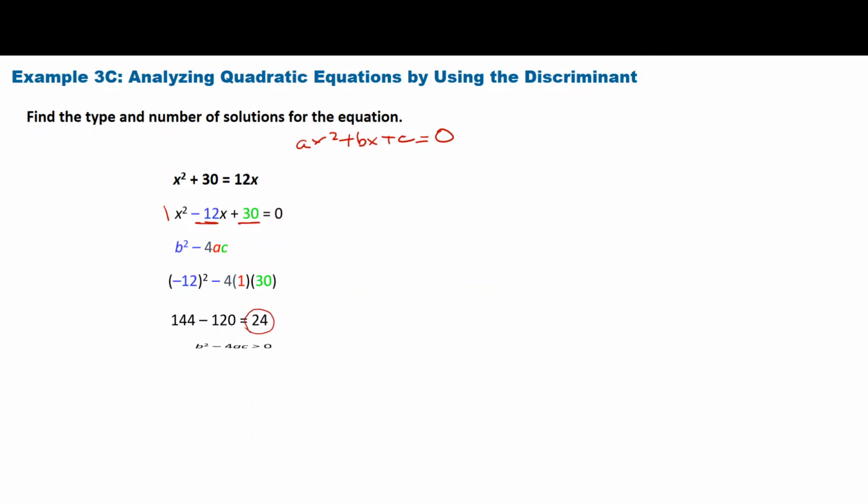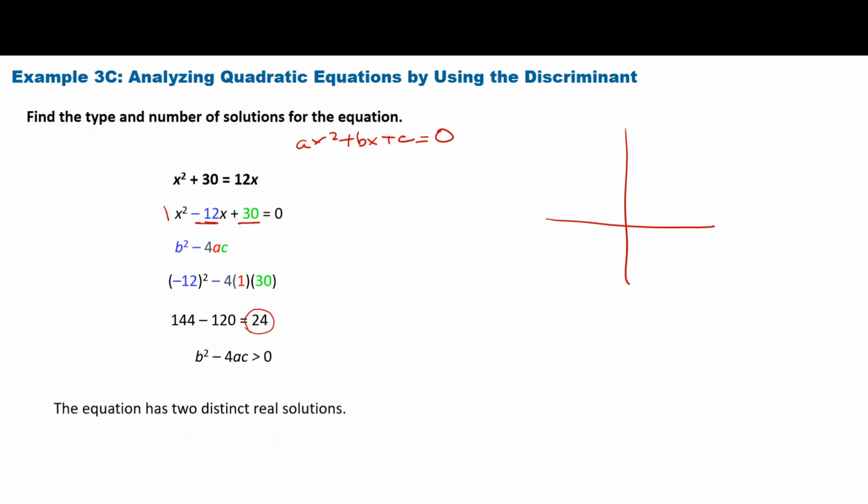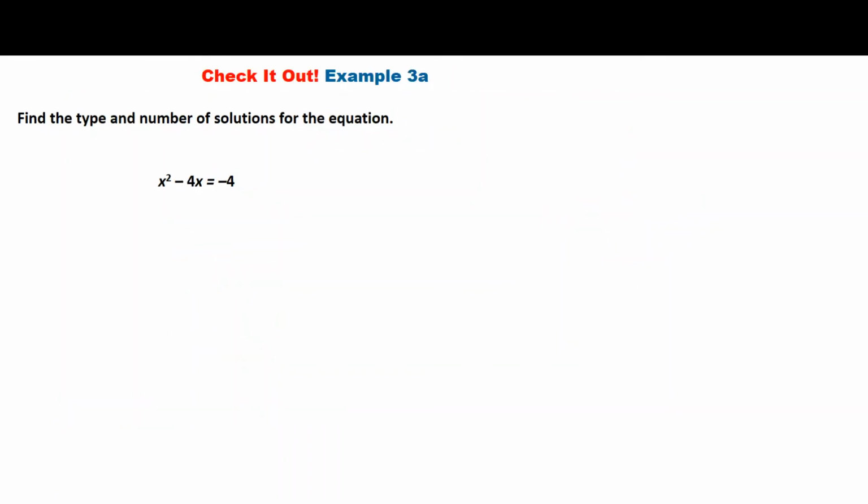That's a positive number. So b squared minus 4ac is greater than 0. And when it's greater than 0, that tells us that our parabola is actually going to cross our x-axis in two distinct places. All right? The equation has two distinct real solutions. Okay, try one on your own now.